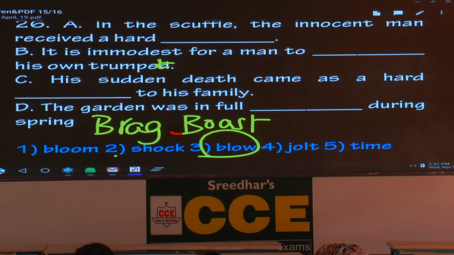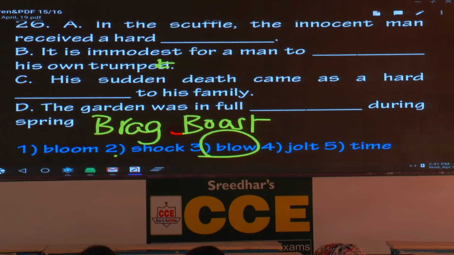Jolt means push. Please write the literal meaning. Jolt means push, a hard push. That's something that shakes you when they push. So, it goes with that sentence. It doesn't go with the garden.